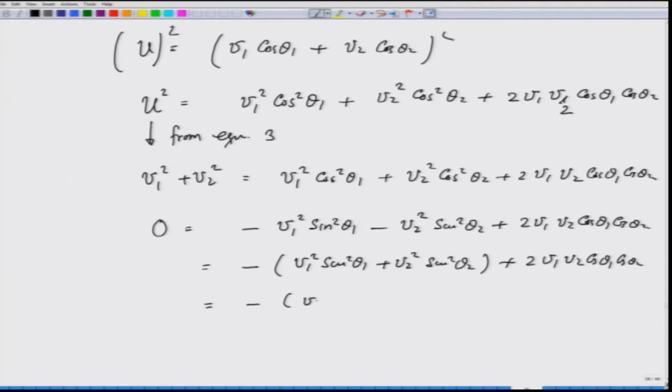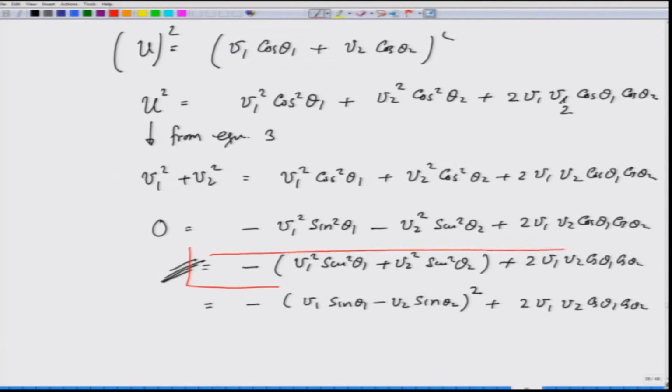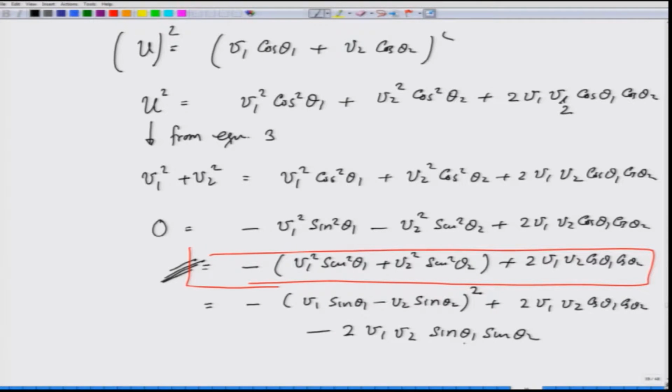I will write this as minus v1 sin theta 1 minus v2 sin theta 2 whole square plus 2 v1 v2 cosine theta 1 cosine theta 2, and to make this term, the term here in the red box, and the new equation I am writing, I have to subtract here minus 2 v1 v2 sine theta 1 sine theta 2. Everything sits well. Now, I already know that v1 sine theta 1 minus v2 sine theta 2 is 0. So, this term is going to be 0.